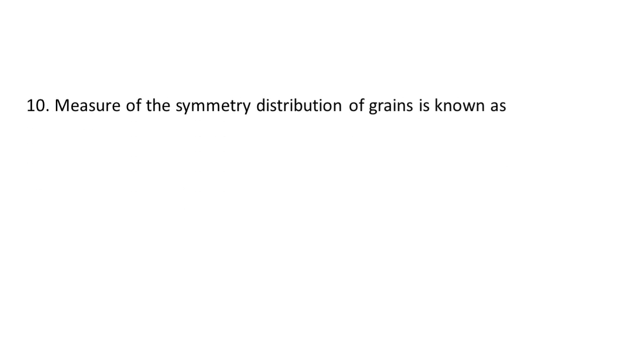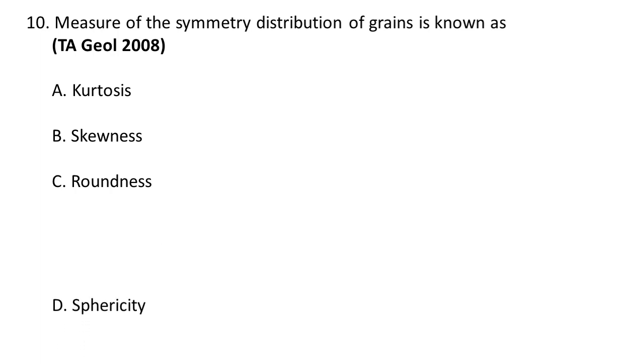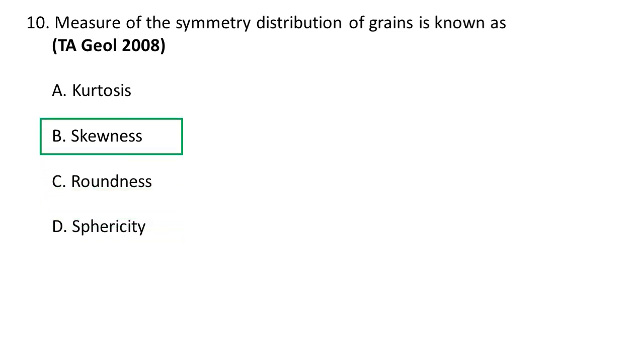Next question, measure of the symmetry distribution of grains is known as A. kurtosis, B. skewness, C. roundness, D. sphericity. So the measure of symmetry distribution of grains is known as skewness. Skewness is a measure of the symmetry of a distribution or how asymmetric it is. So it is used in probability theory and statistics to measure how a distribution deviates from a symmetric distribution, like a normal distribution which is symmetrical on both sides. B is the correct option.